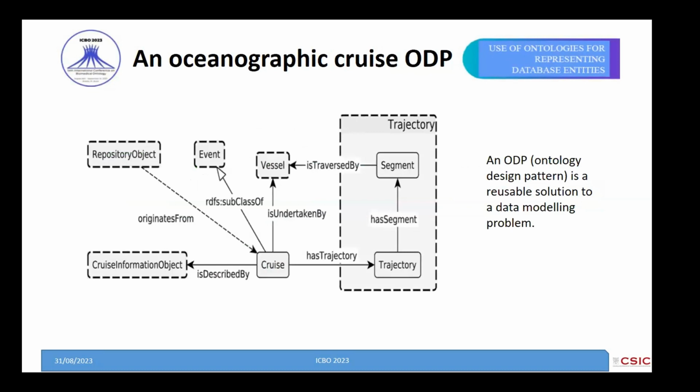When the cruise ODP was created, actions to connect the relevant concepts within that pattern to the aforementioned trajectory pattern were specified. For example, action 1 shows that the cruise has exactly one trajectory and is undertaken by exactly one vessel.